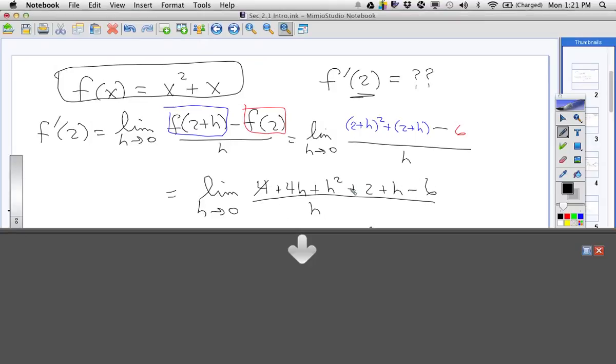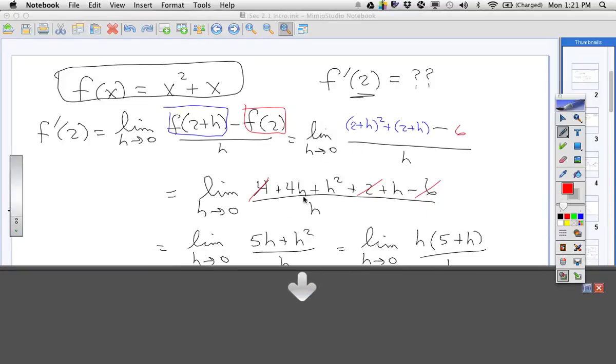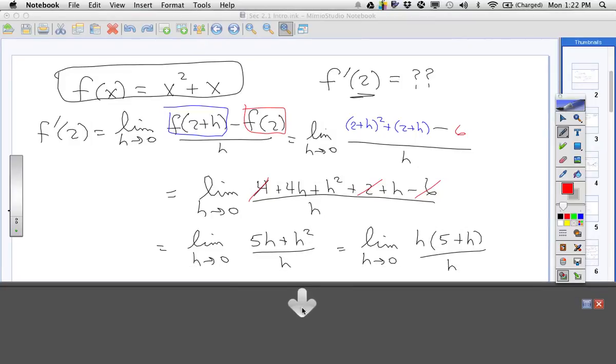But the 4 and the 2 make 6, which again cancels out that 6. So it's not a coincidence. That's going to happen most of the time. Well, all the time in these problems. Nice things will happen. So you get 4h plus h is 5h plus h squared. Then you can factor out an h, and that is the really key step right there.